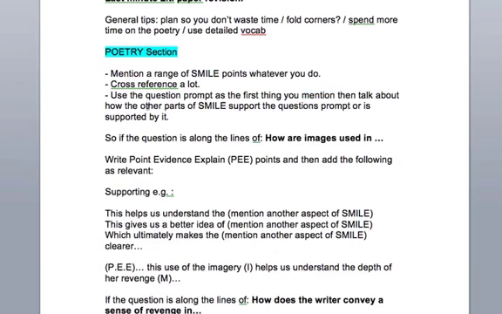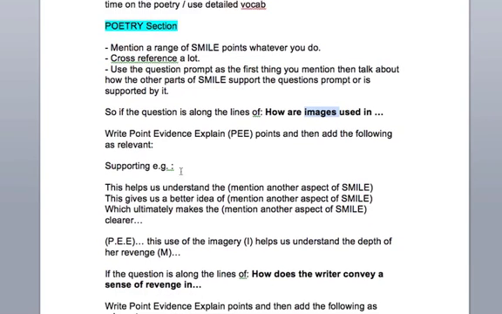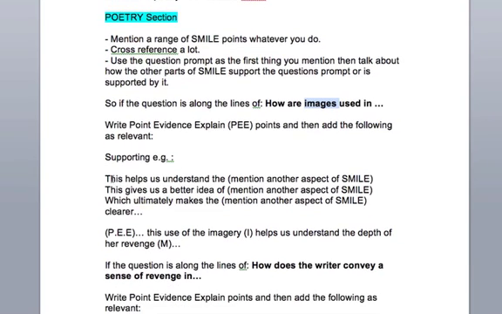And then you can talk about how the other SMILE points support that, or how whatever's mentioned in the question is supported by it. An example of that would be if the question is along the lines of how are images used in the poem. The focus there is the idea of images, so you'd write a point, evidence, explain, point, and then add anything as following. You'd write your PEE and then say this helps us understand the language used. This gives us a better idea of the deeper meanings behind the poem, which ultimately makes clearer why the structure is used because, etc.